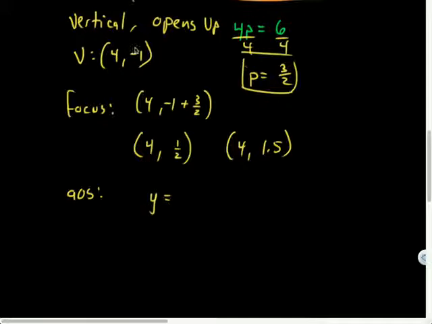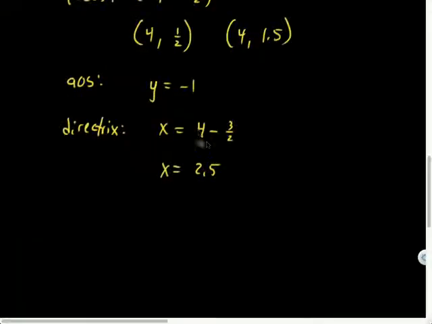It's going to be y equals the y coordinate. And the directrix is going to be perpendicular to that, so it's x equals a number, and it will be the x coordinate of the vertex minus the value of p, right? So 4 minus 3/2, so it would be x equals, well, 4 minus 1.5 is going to be 2.5, or I could have found a common denominator, that would have been 8/2 minus 3/2, x equals 5/2, right? Whichever one of those you might like.